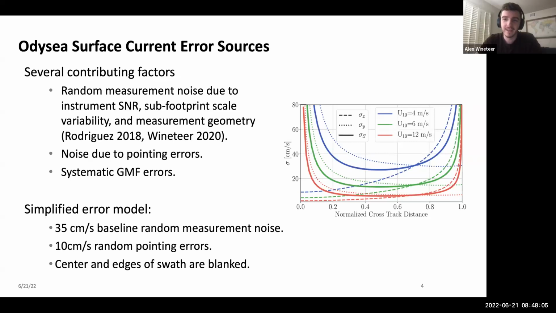You're absolutely right. What I used in the study is more like the 6 meters per second or so wind speed.